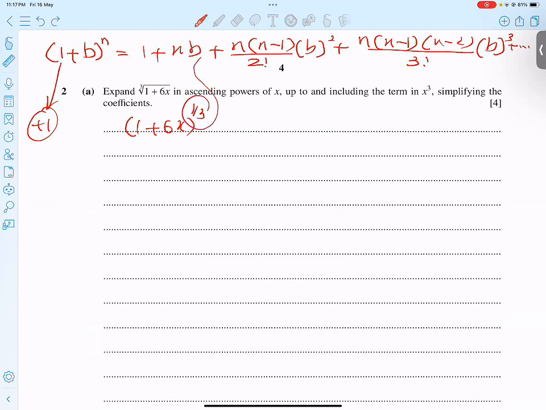Make sure this is behaving like an n and this 6x behaves like a b. I hope the concept is clear. 1 plus nb, where n is 1 over 3 and b is 6x.